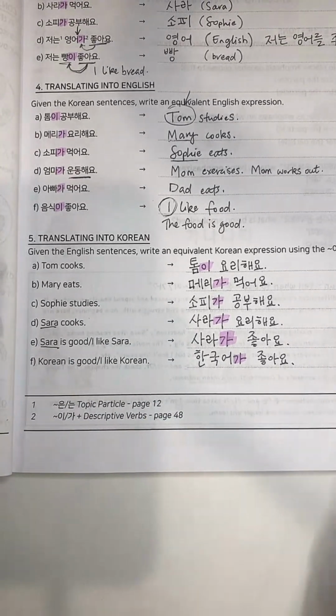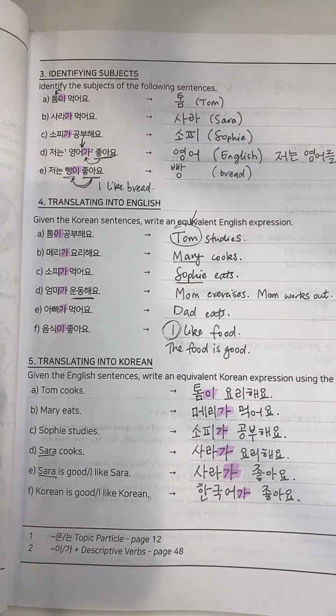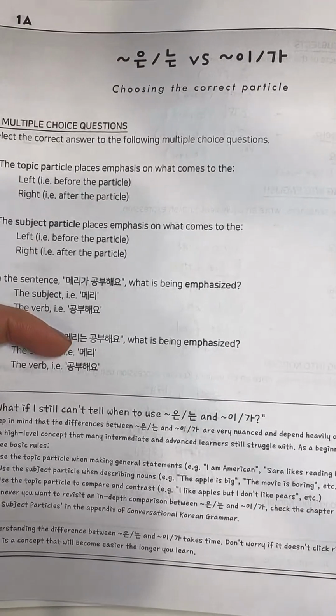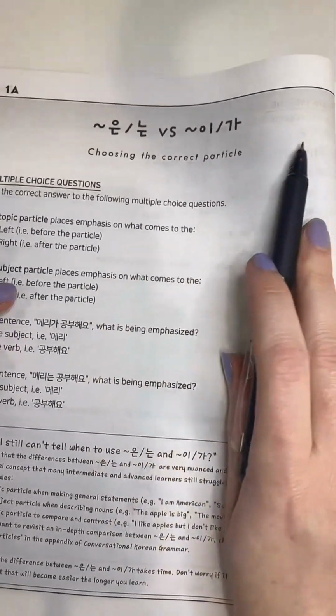Okay, so we've done these practice problems with the subject particle. Now let's compare briefly 은/는 and 이/가.